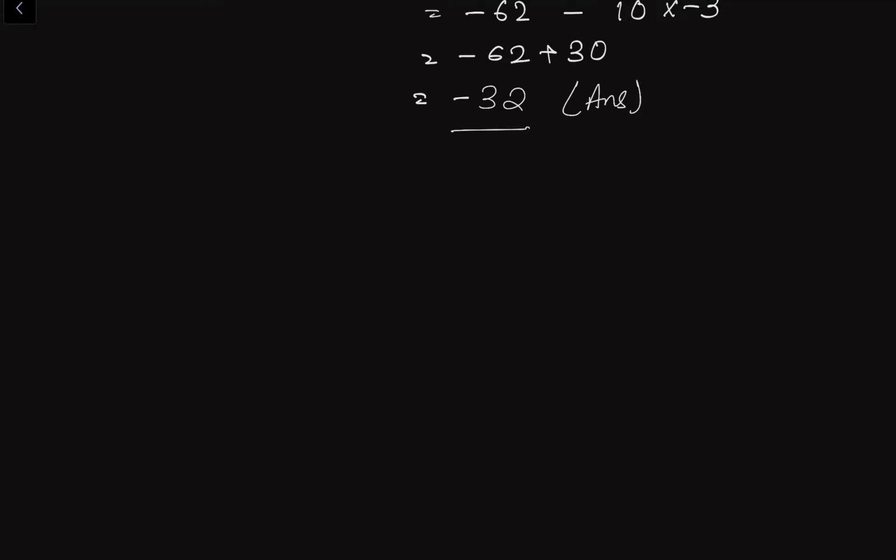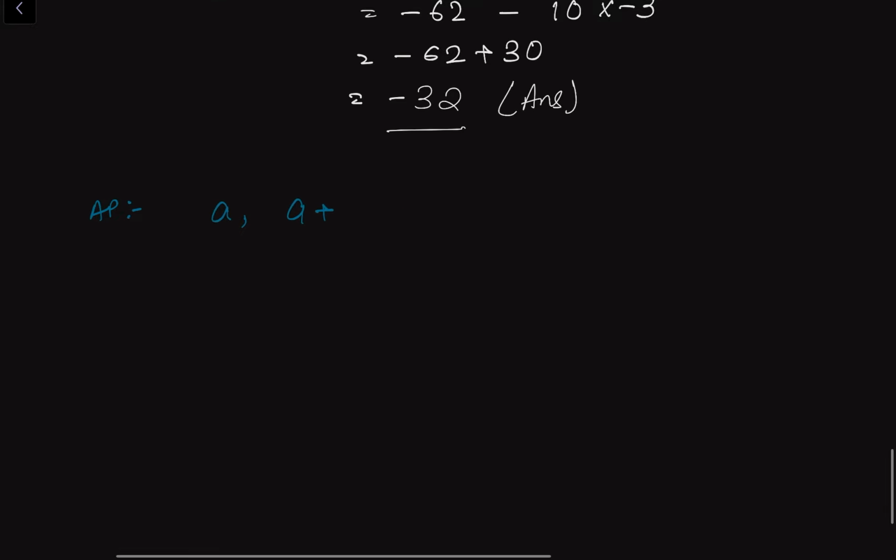By now you have understood that if you have an AP, it is of the form: the first term is A, then each term increases or decreases by a common difference D. So the second term is A plus D, and then the next term is A plus 2D, and so on up to the last term, which is L. Why A plus 2D, you understand, no?